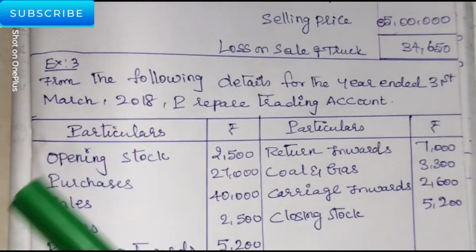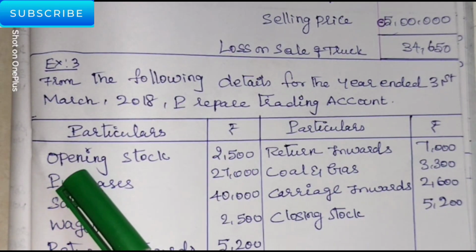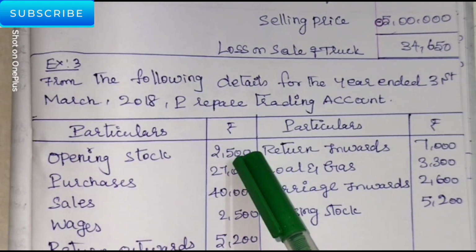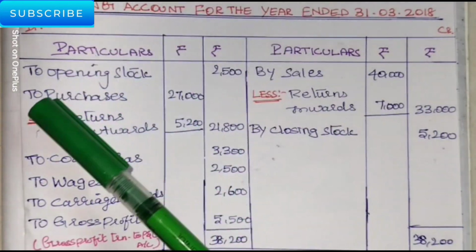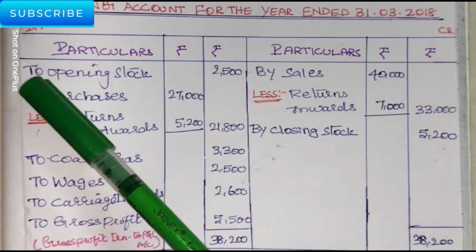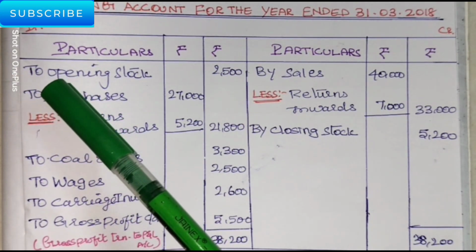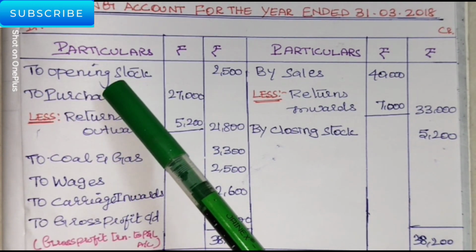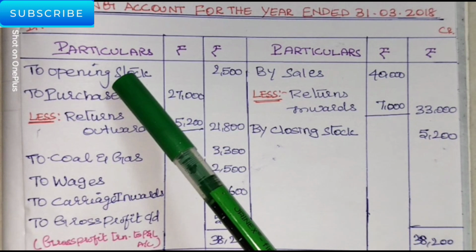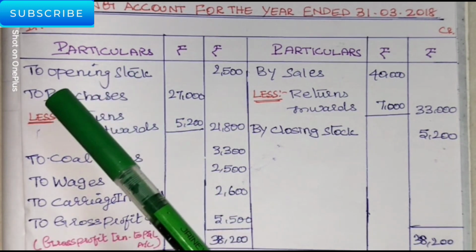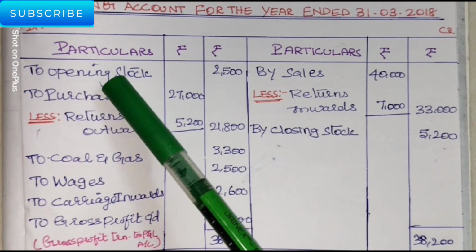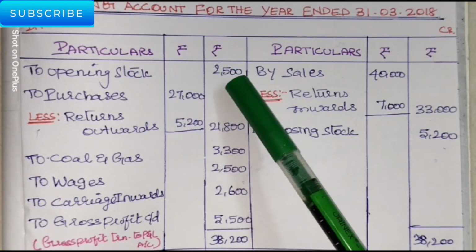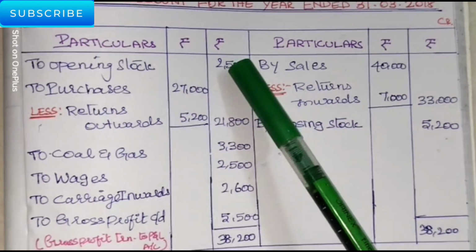As per the format of the trading account, on the debit side we always first enter opening stock, 2,500 rupees. Listen, on the debit side we always start with the word To. Opening stock, always we start with opening stock on the debit side of the trading account. Rupees 2,500 is to be entered in the outer amount column.